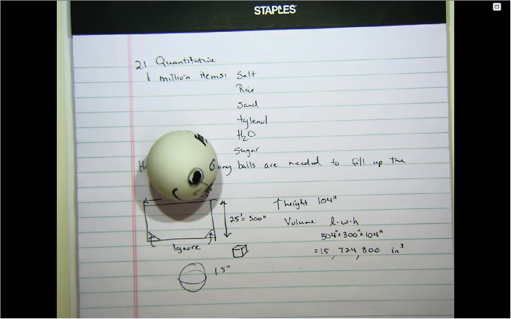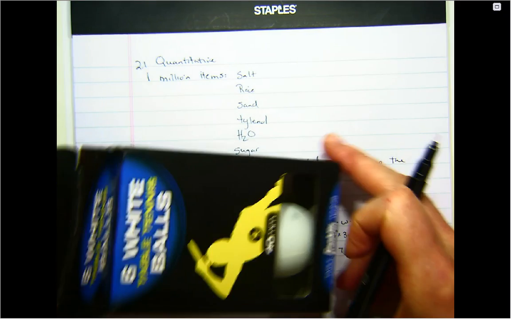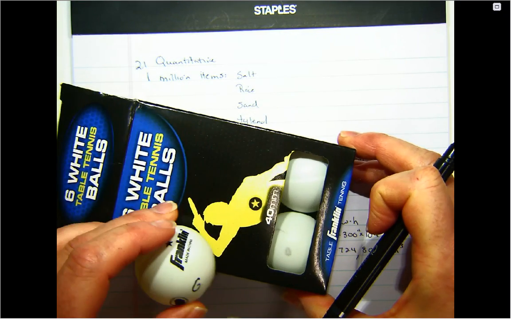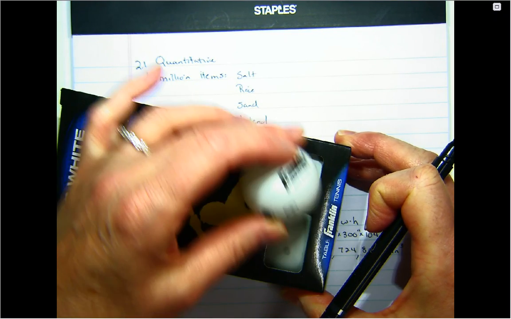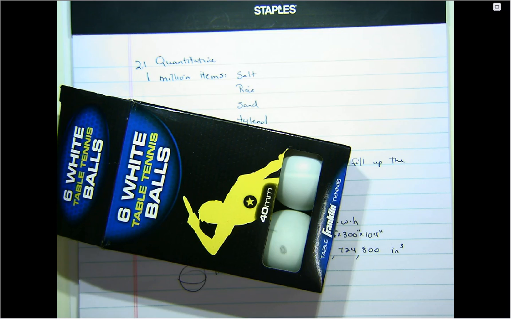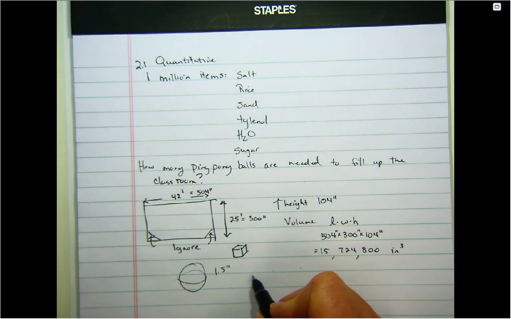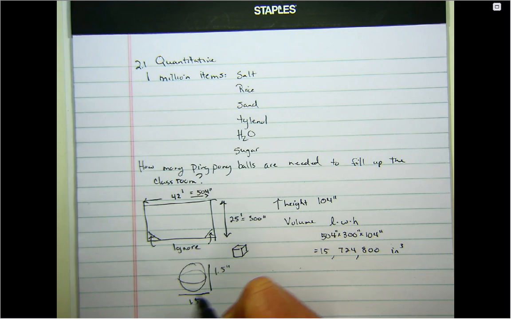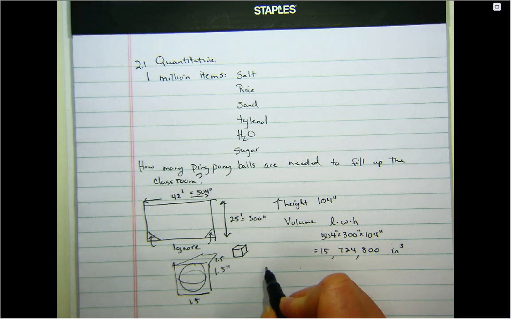Now, when you stack the ping pong balls, though, you can see in this box that they stack next to each other. They'll jiggle around a little bit, but we can think of them as cubes themselves, just to get a good approximation. So we can think of them as cubes.